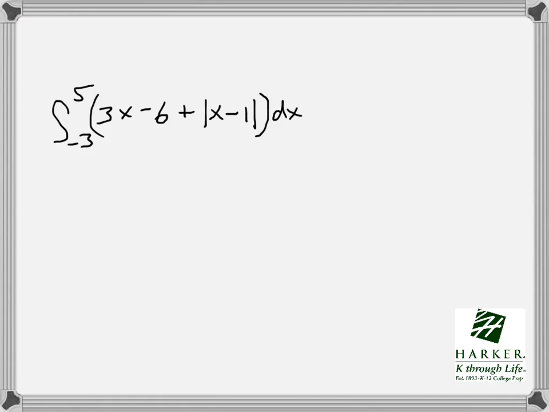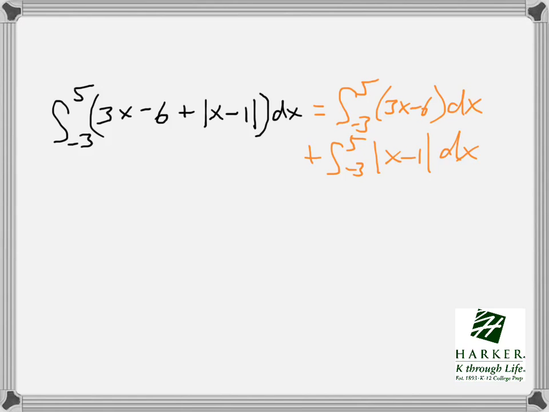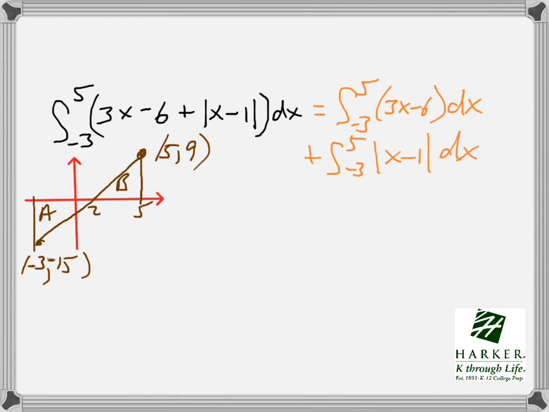So I'm going to, first of all, split it up into one simple function, 3x minus 6, and another simple function, absolute value of x minus 1, and I'll do them separately and then add them. That's using one of the properties. So now we have to graph 3x minus 6 from negative 3 to 5.